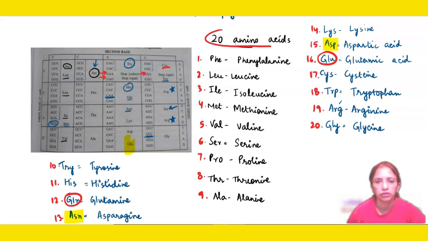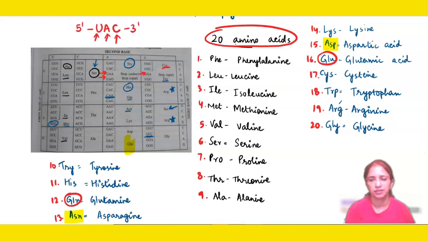See here, we wrote at the top that 20 amino acids are found in the cytoplasm, and that's what we have written. I hope this was helpful to you. Remember, this topic should be clear before coming to translation, because the real application of the genetic code table comes when we study translation.